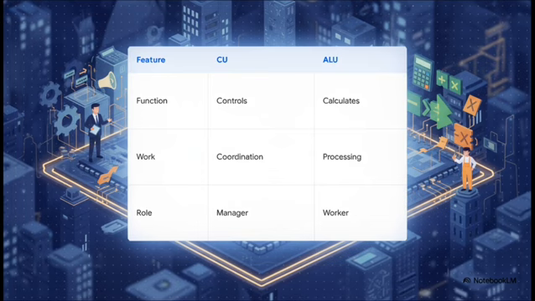The CU controls operations, right? But the ALU performs the calculations. The CU handles the coordination, while the ALU handles the raw processing. The CU is in charge of controlling data flow, whereas the ALU tackles the arithmetic and logic. Basically, the CU plays the role of the manager, so it produces no direct output itself. But the ALU is the worker, actually producing the final results. They're just a perfect team.